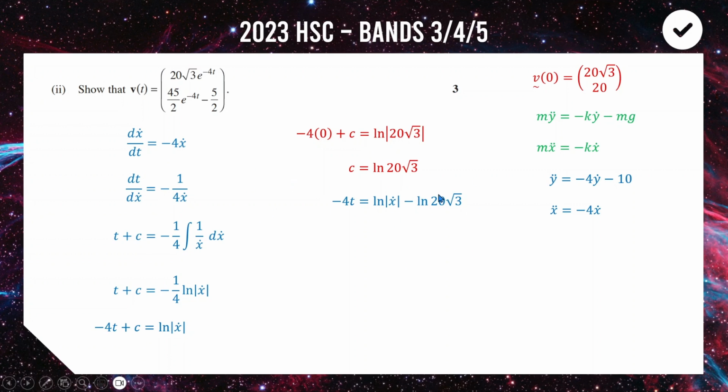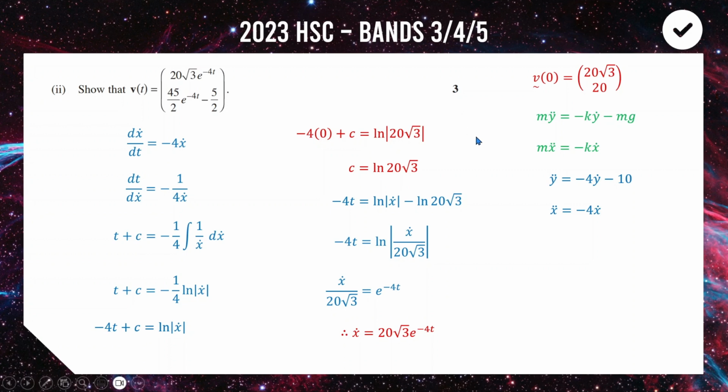Okay, we're going to combine these two logarithms together by doing a division, log a minus log b type stuff. We're going to raise both sides to the power of e. Once again, now we have e to the power of something. This only gives positive answers, so the absolute values are not required. Now we just multiply the 20 root 3 across, and we get 20 root 3 e to the minus 4t, which was the target for the x velocity. So both parts are done for 3 marks, and I'm already exhausted, and we're about halfway through.